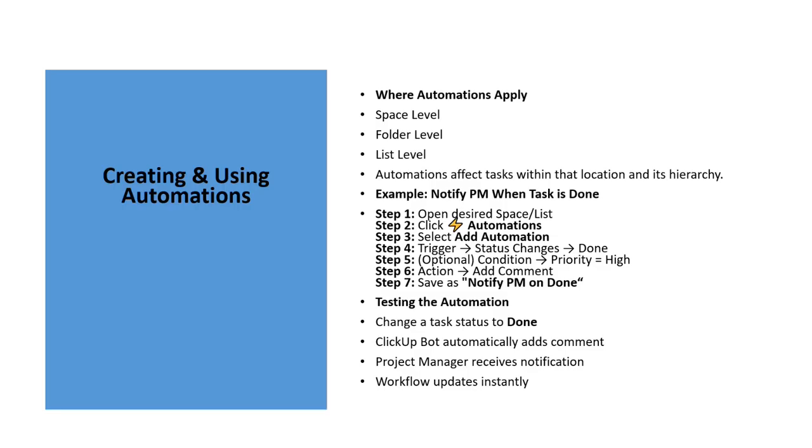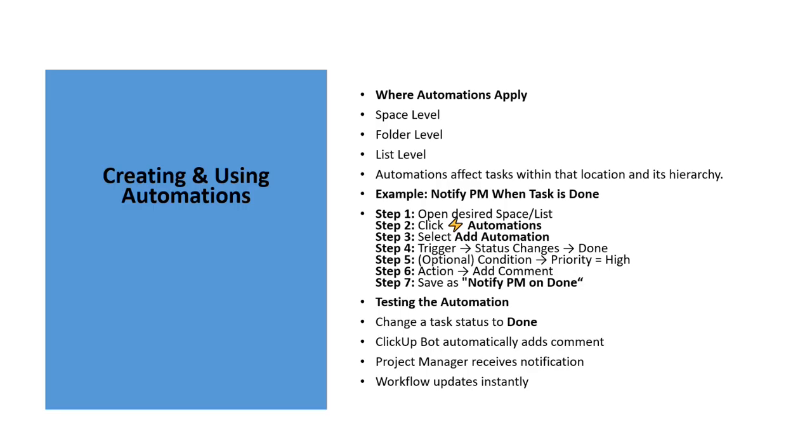Let's walk through a simple example. Suppose we want to notify the project manager whenever a task is marked as completed. The steps are straightforward. First, open the desired space or list. Next, click on the automation button, usually represented by a lightning bolt icon. Then click Add Automation. For the trigger, select Status Changes and choose the status Done.